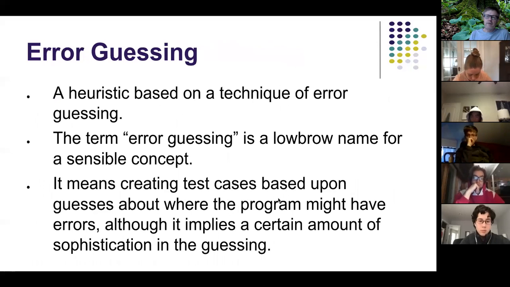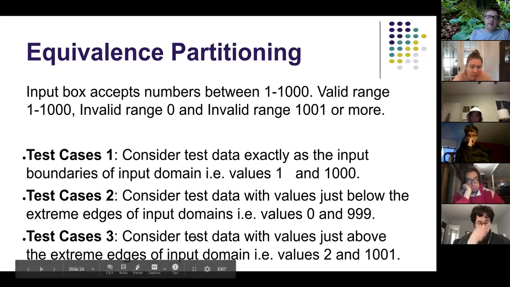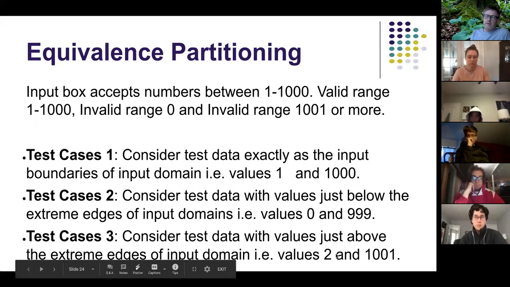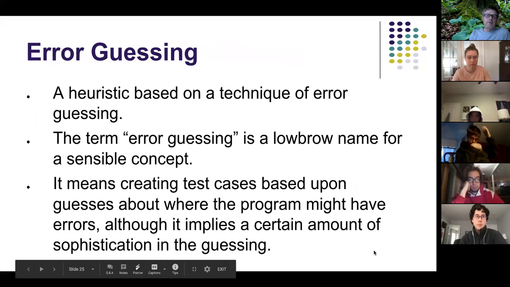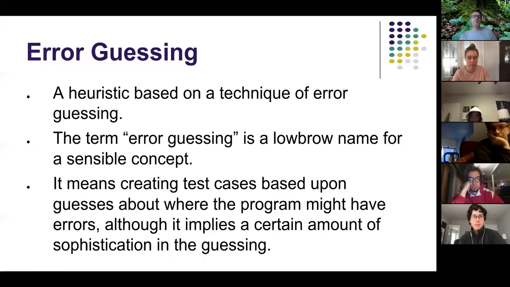Let me go back. I was getting ahead of myself. We want to consider test data right on the boundaries, and then we want to pick conditions just adjacent to the boundaries. So test case 2 is just below, and test case 3 is just above. So that tests right around the boundaries. Okay, so you want to think about those issues.